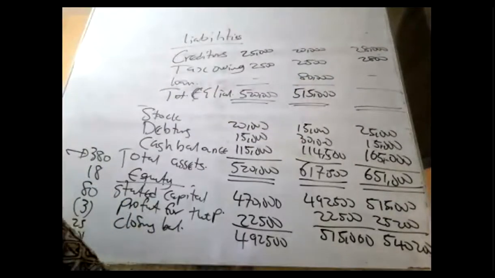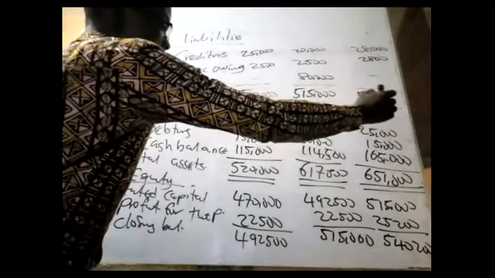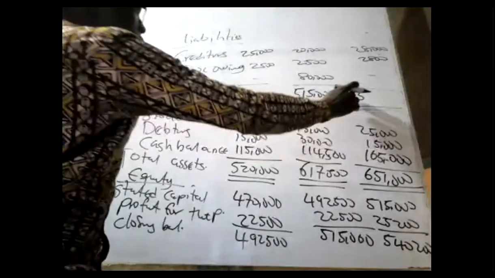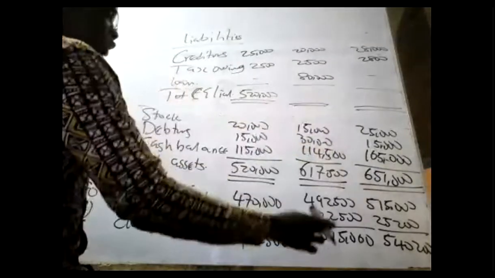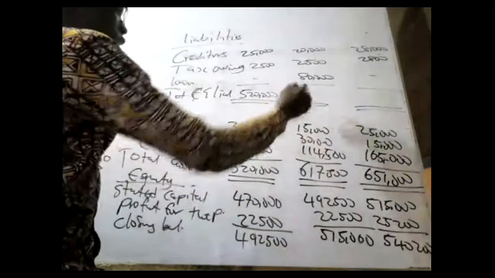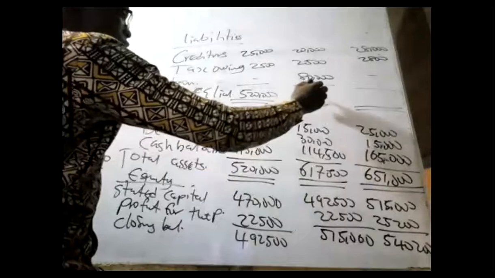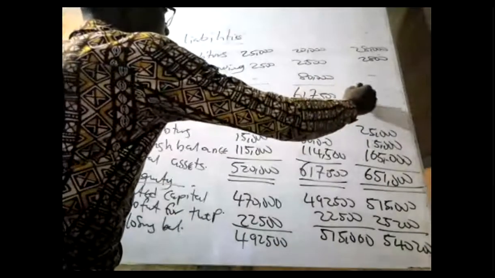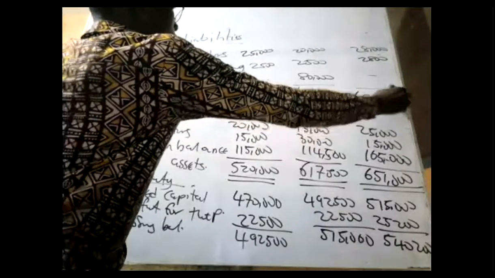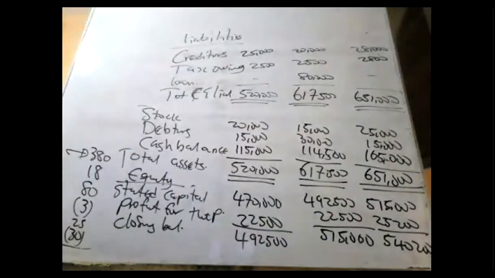If I should put them in here, 540,000. No, not that one. So I'm watching here, sorry. That I should watch here. 617,500. 651,000. Agreed. So basically that is it.